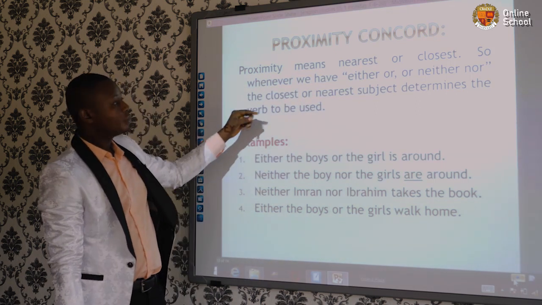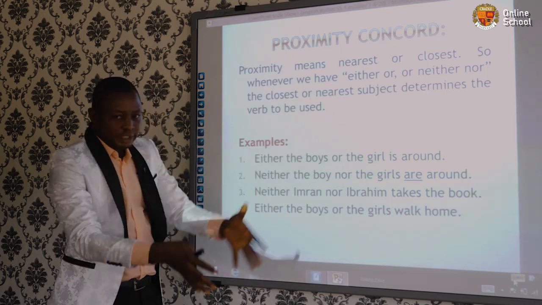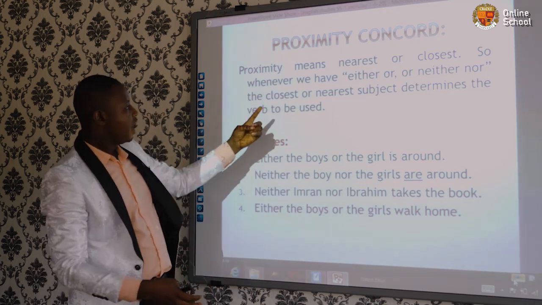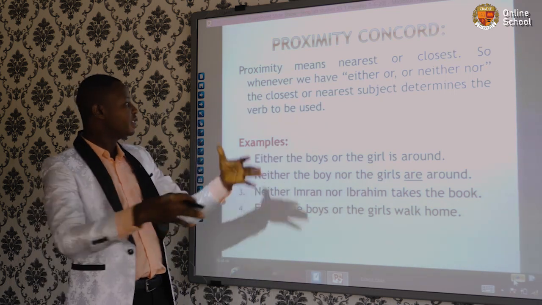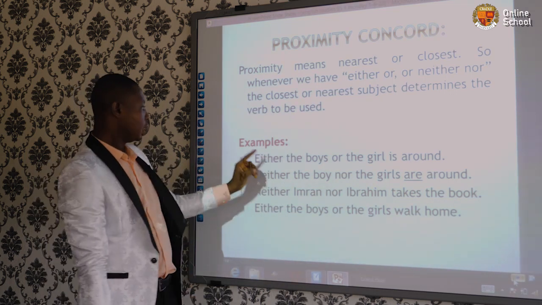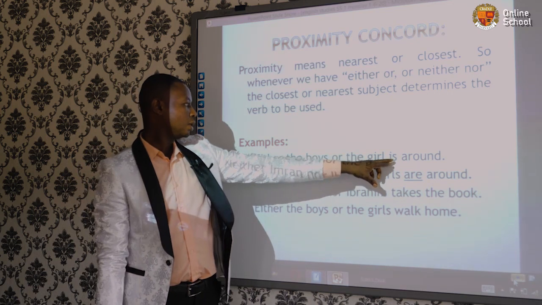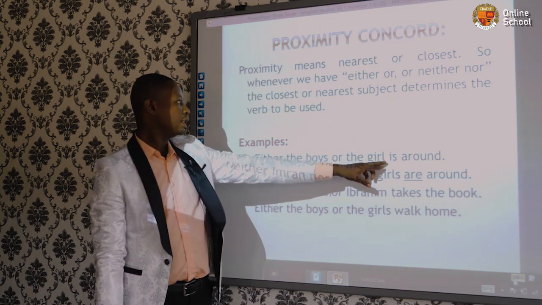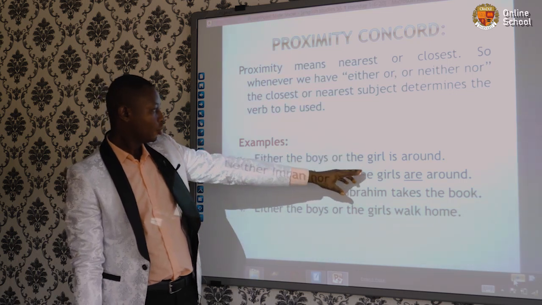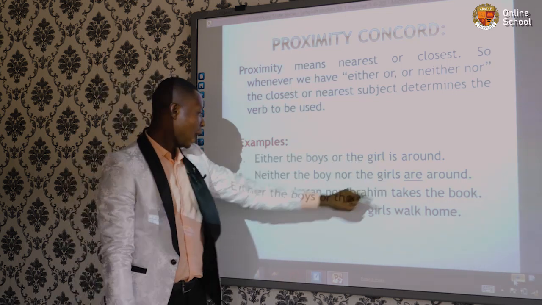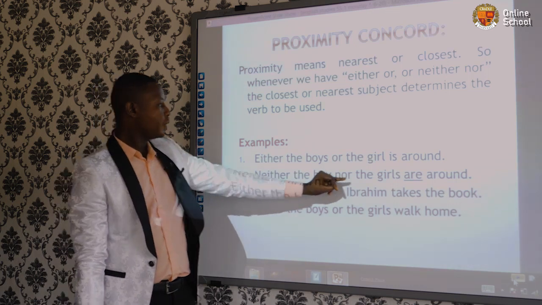Proximity concord. Nearest. Okay? And the closest or the nearest subject will determine the verb to be used. Now, the girl here is the closest or nearest subject, so the verb to be used here is is, not are.